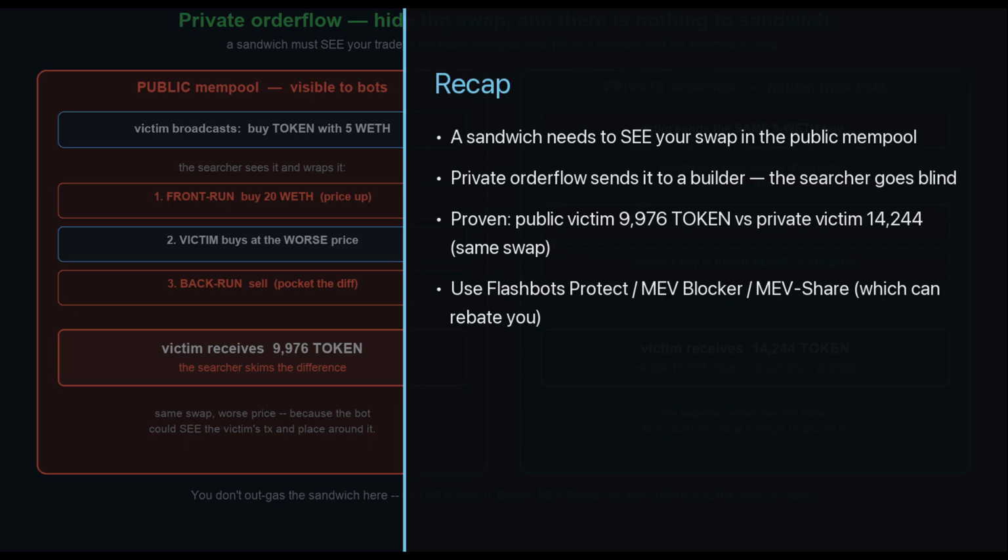Quick recap. A sandwich attack works only because the searcher can see your swap in the public mempool and place a front run and back run around it. Private order flow removes that visibility, sending your transaction straight to a block builder, so the searcher has nothing to wrap. We proved it. The same 5 WETH buy gives the victim 9,976 tokens when it's public and sandwiched, but 14,244 when it's private and mined alone, roughly 30% saved. Use Flashbots Protect, MEV Blocker or MEV-Share, the last of which can even pay you back part of the value. Against a sandwich, the winning move isn't more gas, it's staying invisible.